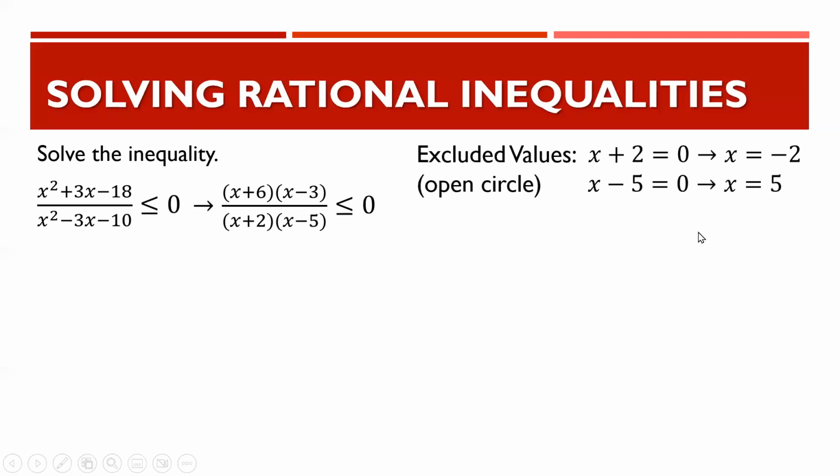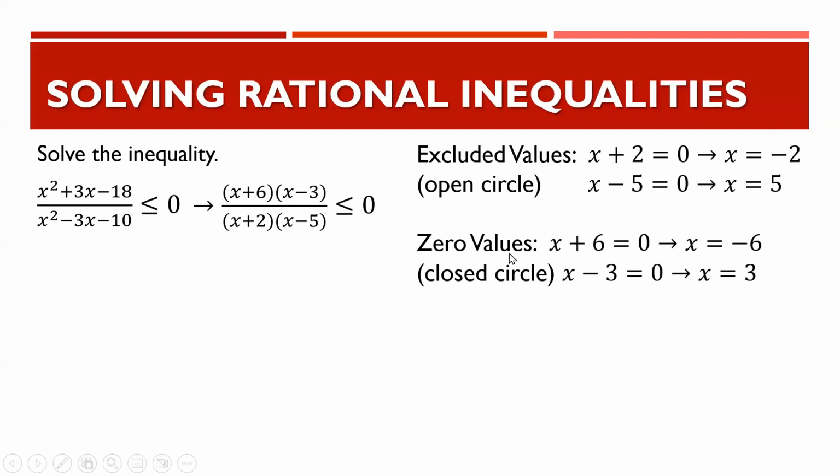Next up, excluded values. We'll always get those by setting the denominator equal to 0. x plus 2 equals 0, x minus 5 equals 0. And so that gives us excluded values of -2 and +5. Excluded values will always be an open circle on the number line.